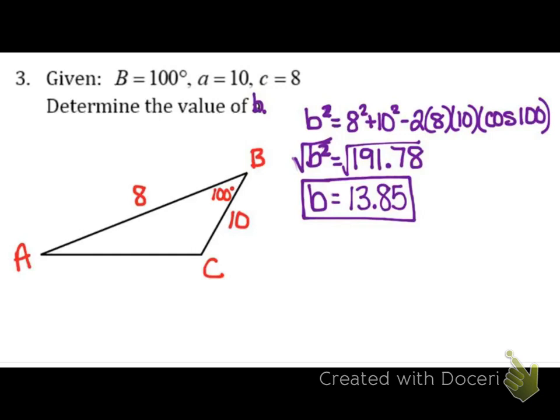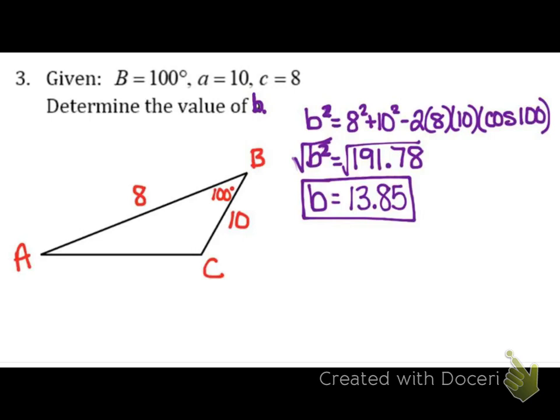Right. In your notes, there is obviously a typo. A would have been 10. So you should have been looking for the missing side, which is B, right? We were looking for B here. Hopefully you realized that. But there's your work. Okay? Hopefully you got that.